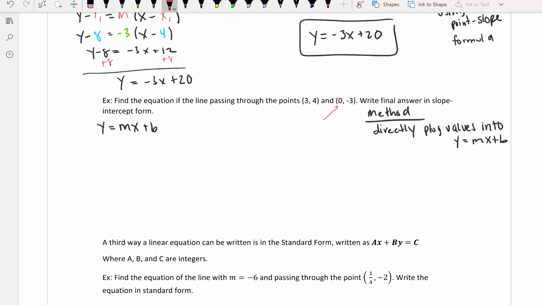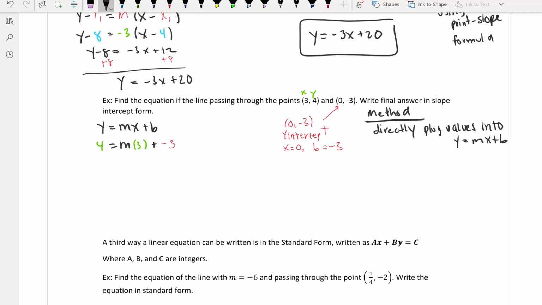Well, I know that if I have the ordered pair (0, -3), that's my y-intercept. The reason why is because x is equal to 0. So then that b value is equal to -3, okay? And I also have my x and my y value as well. So I'm going to go ahead and plug that in. So my y value is a positive 4. And the slope value, well, I don't have that yet, so I'm going to write that as m. But my x value is a positive 3. And I have my b value as a -3.